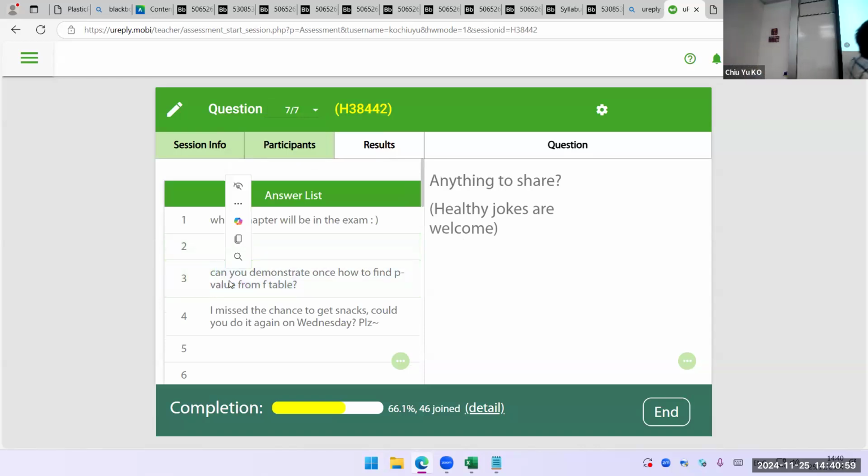Everything in the exam is already said. We can't find a p-value from the F table. The table doesn't show p-values, just critical values: 5%, 1%, 10%. You can't find a p-value from the T table or F table, just critical values. You can find the range, of course. You can say less than 5% or less than 10%, but in general, you can't.